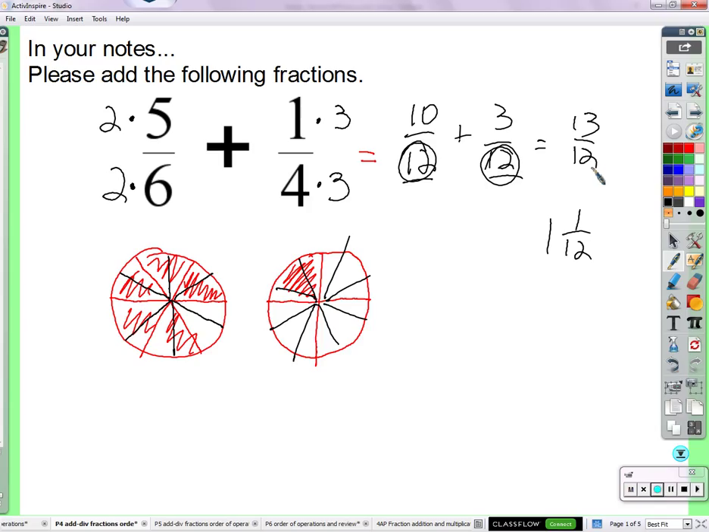Well, because, well, I guess it is right, but I don't know, like, I never, you know. Well, what I want is an answer that's the right number. 13 twelfths or 1 and 1 twelfth are the same number. If I put them on a number line, they are in the same place.